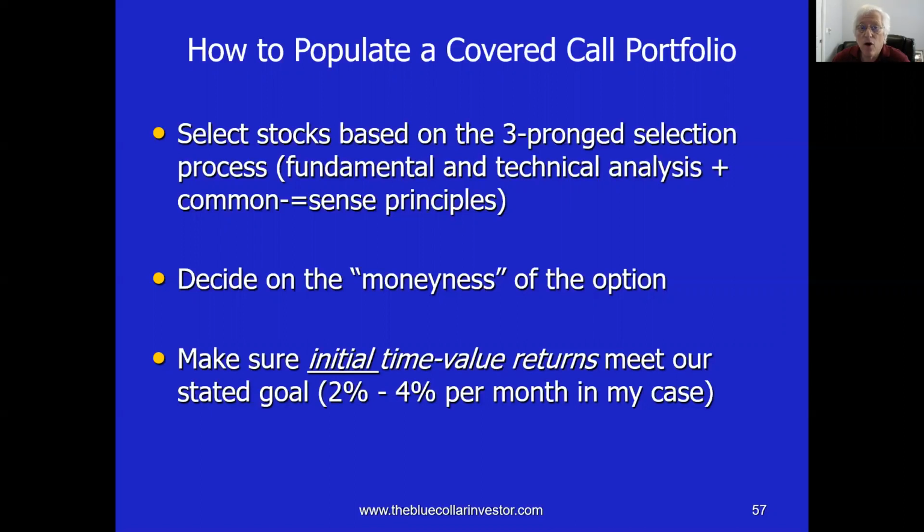Then we must set a goal for our initial time value returns. So when we look at an options chain, we'll go higher if we're bullish, and we'll go lower if we're bearish, but either way, we must meet our initial time value return goal, which in my case is 2 to 4% a month. And that's how we select the option. It's kind of pretty easy once you get the hang of it.